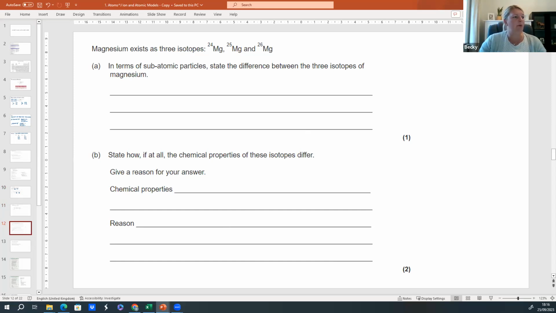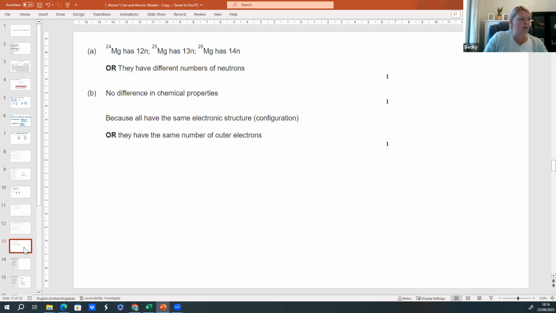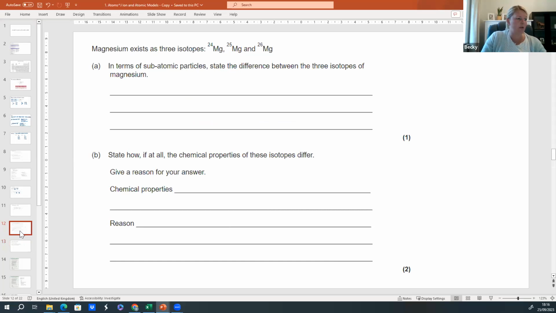So again, just another example, we've got magnesium that's got 3 isotopes. In terms of subatomic particles, state the difference between the 3 isotopes of magnesium. Yeah, you can simply say they've just got different number of neutrons. If you've worked it out and you've said that magnesium 24 has got 12 neutrons, 25 has got 13 neutrons, that's okay. Just simply saying they have a different number of neutrons is absolutely fine. And the second part of that question, state, if at all, how the chemical properties of these differ. Well, it doesn't, because they've got the same electrons.